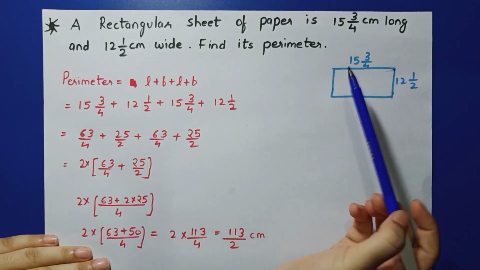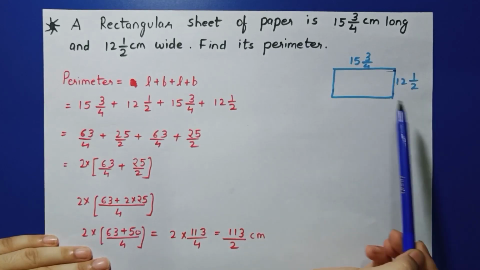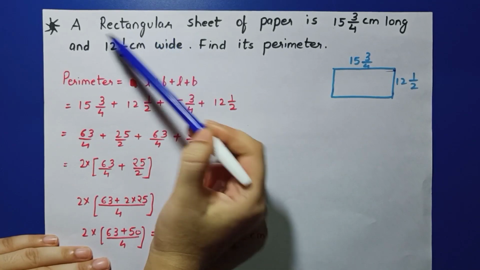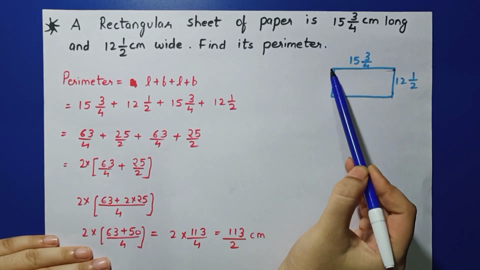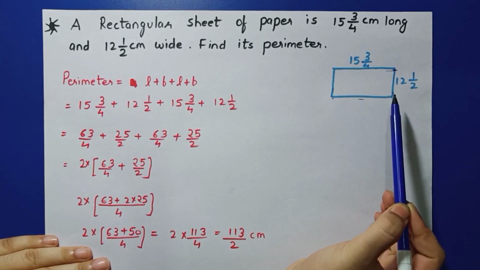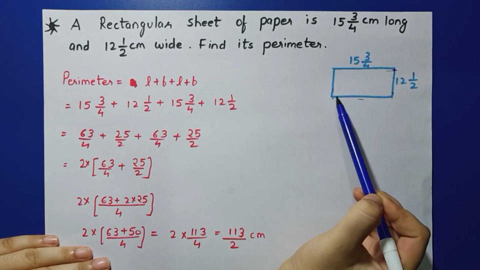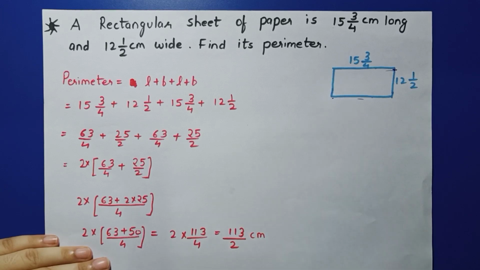So what is the length? Length is 15 3/4, and what is the breadth? Breadth is 12 1/2. Since it is a rectangle, it is given a rectangular shape. So what is the property of rectangle? This length is equal to this length. This is the property of rectangle that we should know. So this length should be equal to this length, and this breadth should be equal to this breadth.